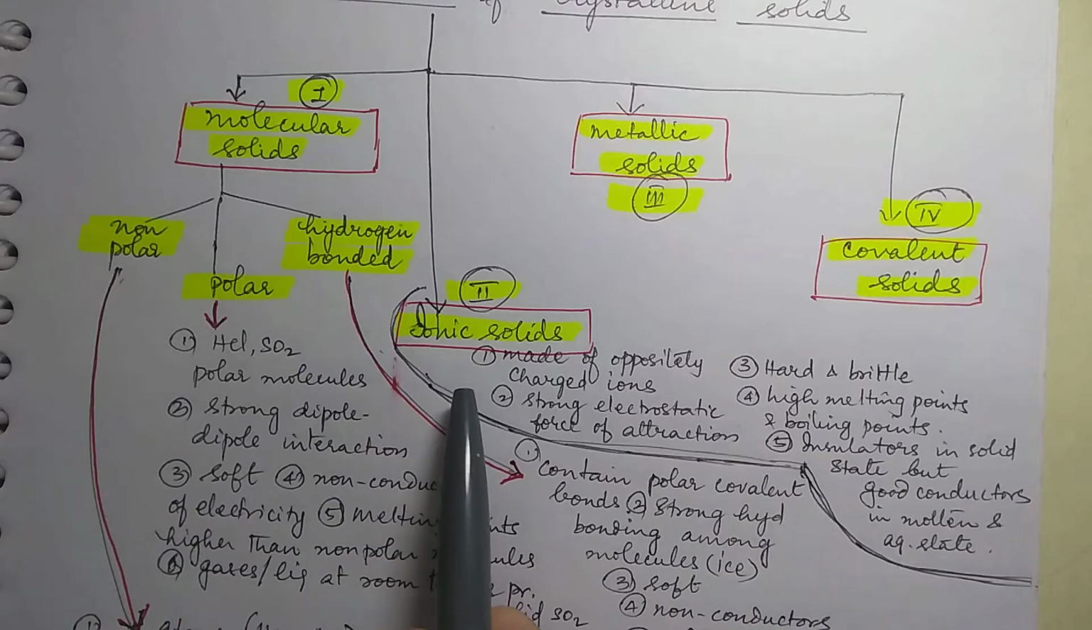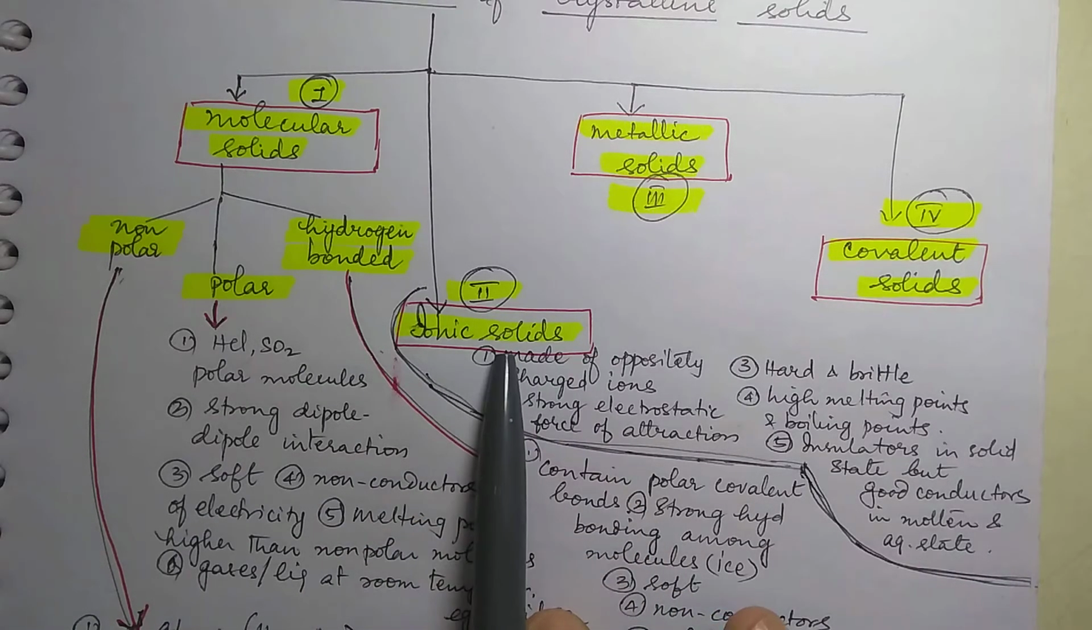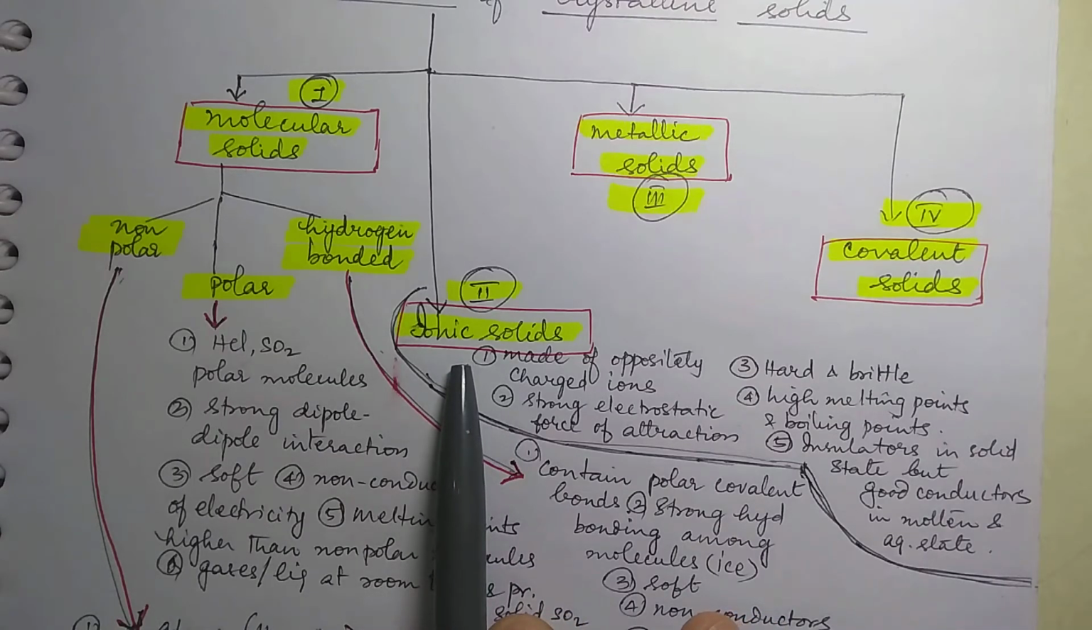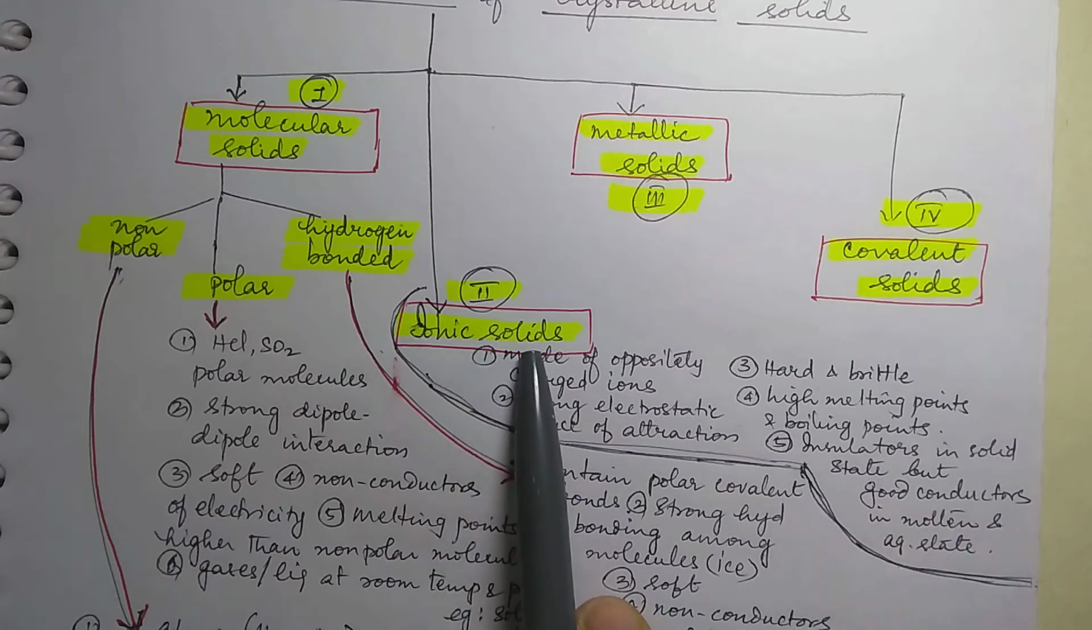Now come to ionic solids. Ionic solid, again the name itself is suggesting ionic compounds in the form of solids, and all ionic compounds generally are solids only. What are they made of? They are made up of oppositely charged ions.